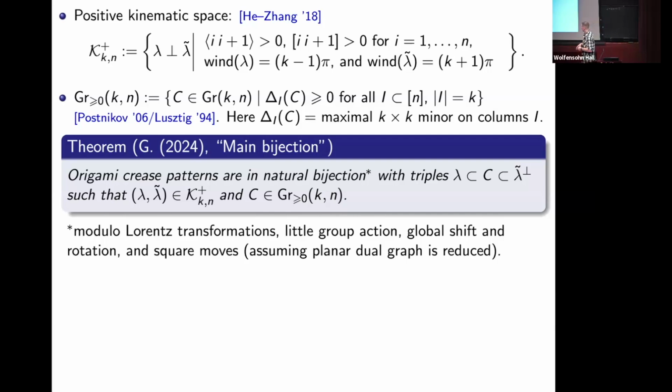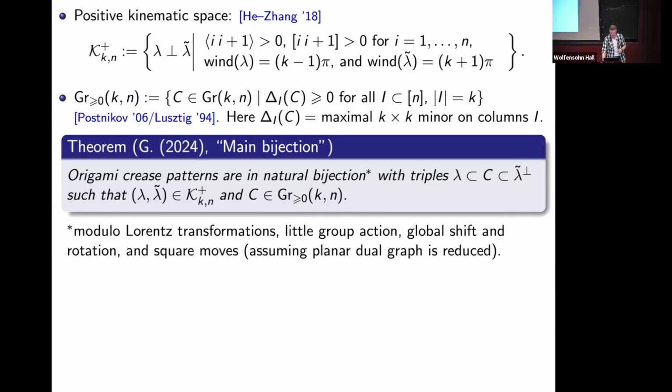And you can also apply some kind of square moves, for people familiar with plabic graphs, planar bipartite graphs. I'm assuming all the graphs are reduced in the sense of Postnikov, and then I mod out by square moves because they don't change the triple. So you can forget what I just said, that's like a legal disclaimer.